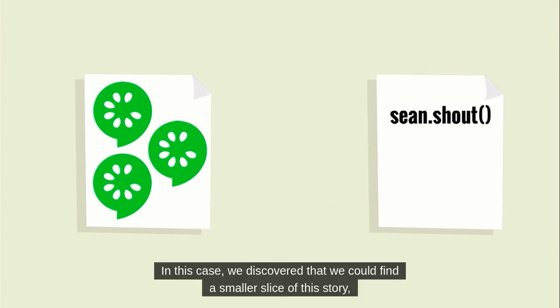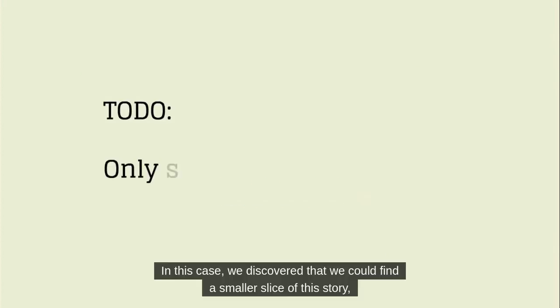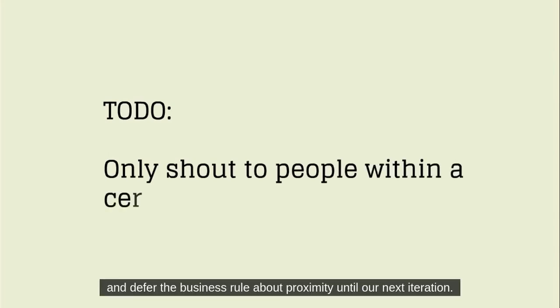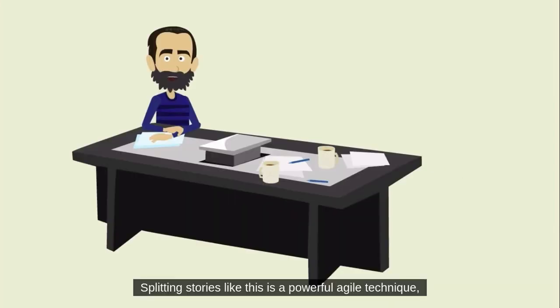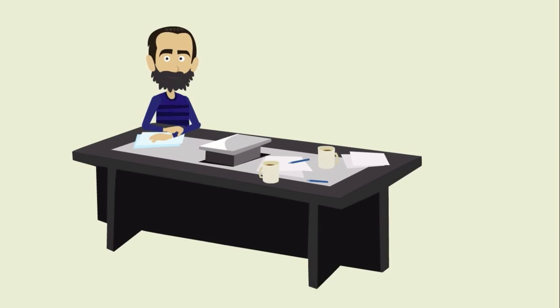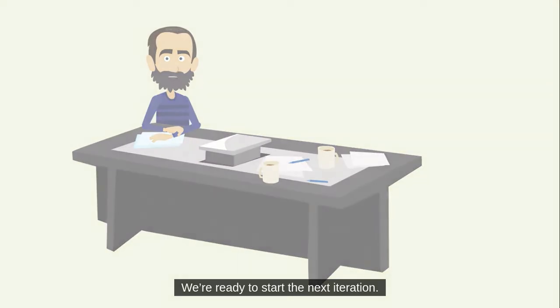In this case, we discovered that we could find a smaller slice of this story and defer the business rule about proximity until our next iteration. Splitting stories like this is a powerful agile technique and one that BDD can help you master. Now we have a clean codebase and suite of scenarios that reflects the current state of the system's development. We're ready to start the next iteration.